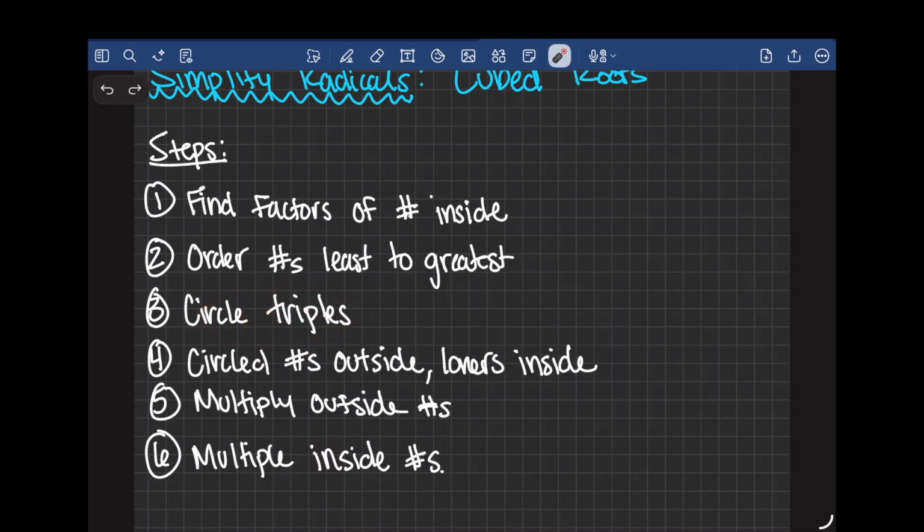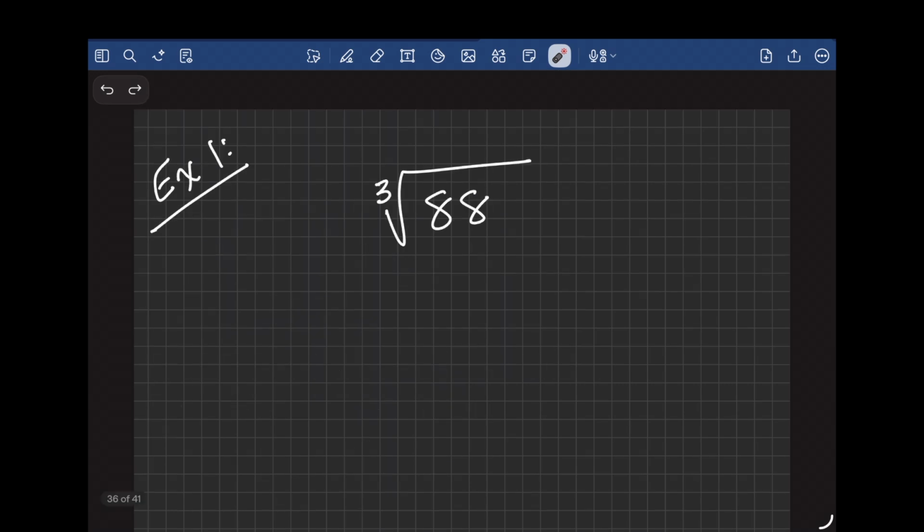Okay, so when we look at this, we're going to first break down that number and find all the factors. We're going to order them from least to greatest, circle the triples, and then those circled numbers go outside, the loners stay inside, and anything left over we multiply. So looking at example 1, we have the cubed root of 88.